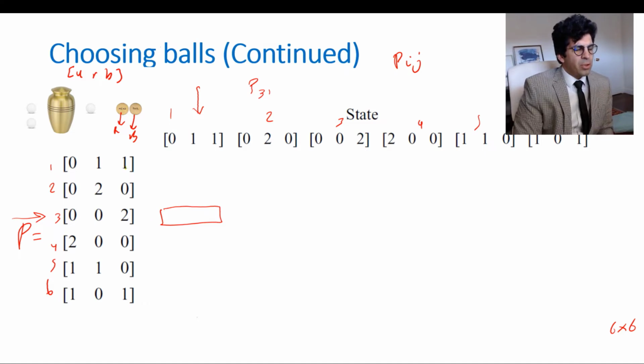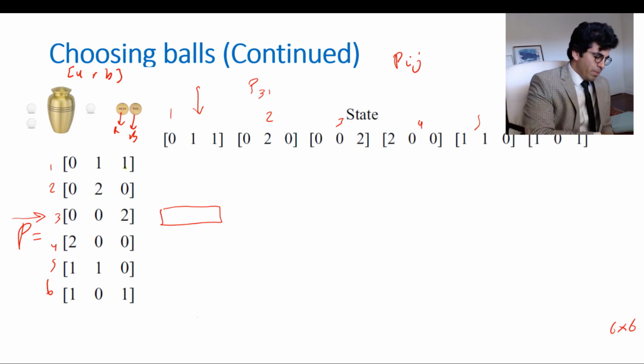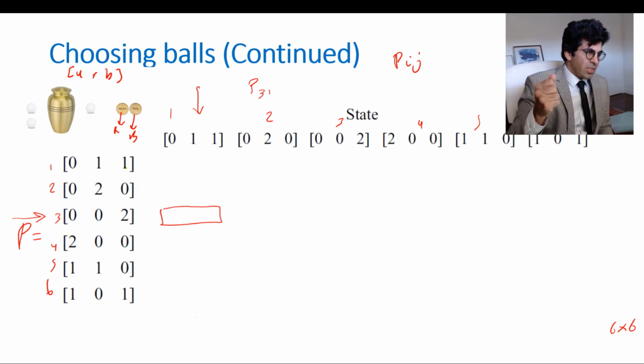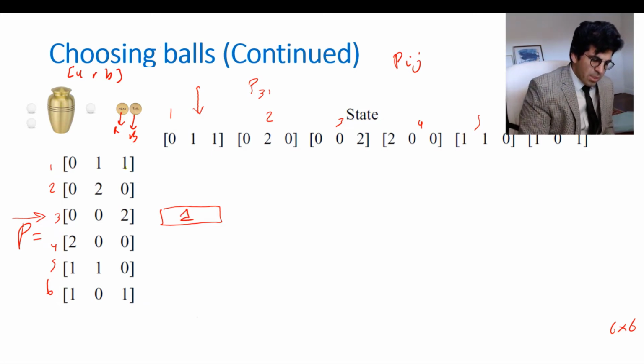To find that, I should ask myself this question. What should happen so that I go from 2 blue to 1 blue, 1 red? If you review the rules of the game, you take one ball out, it's going to be blue for sure. The rule of the game is that you have to paint it red and put it back. So you will for sure end up in 0, 1, 1. So that probability is 1 because it happens for sure. And then because the sum of each row is 1, you don't even need to think about the rest. The rest are going to be 0.